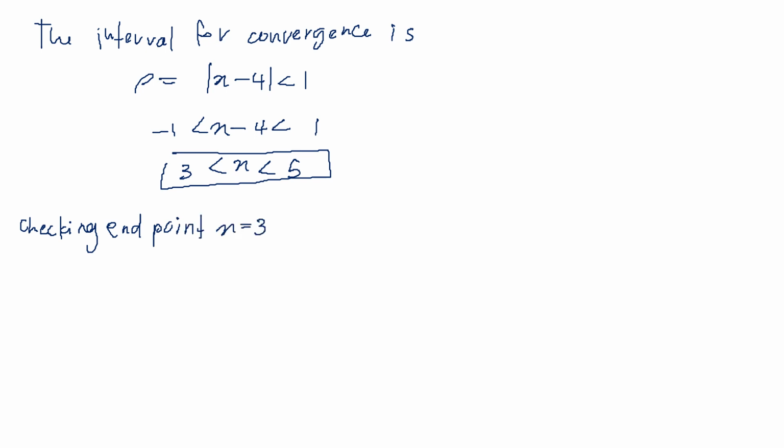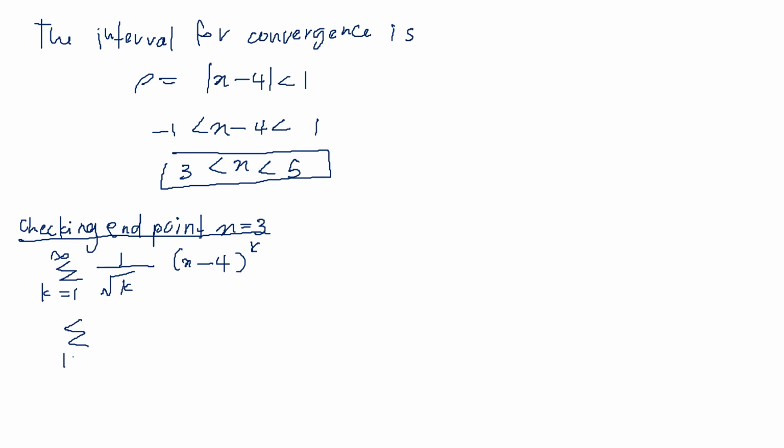When x equals 3, you have to substitute the value x equals 3 into the original series. So the series, k equals 1 to infinity, 1 over square root of k, (x minus 4) to the power of k. So this is the original series. You have to substitute the value of x equals 3 in this series.